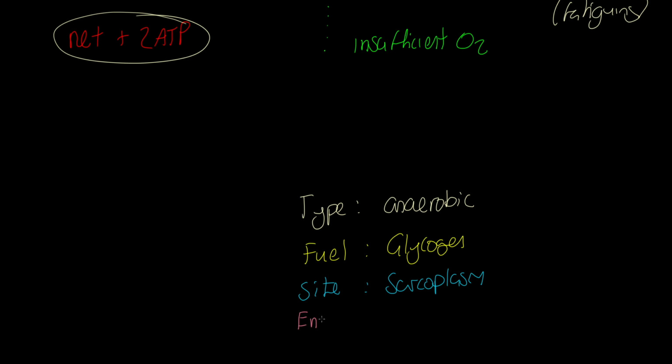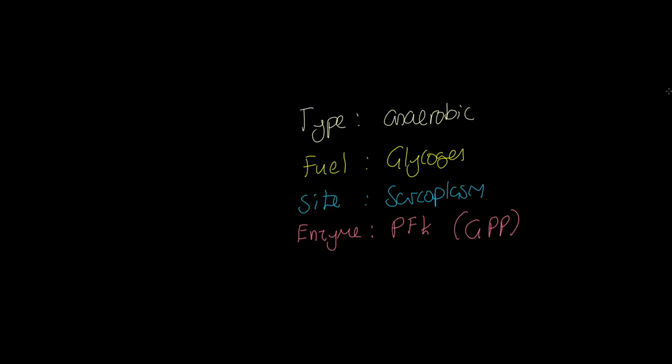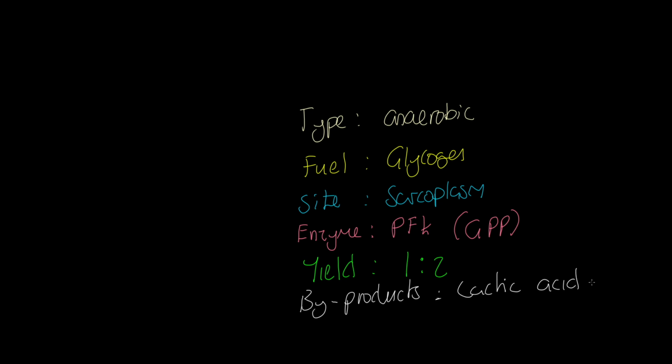Our active enzyme, the one you're going to use, is PFK. This is an active enzyme. You can also use GPP, glucose phosphorylase. The enzyme you shouldn't write down as your active enzyme is lactate dehydrogenase, LDH. That is not active in the energy release part of this process. We also get a yield of 1 glycogen to 2 net ATP, so a yield of 1 to 2. We can also say that the byproducts, and of course in this case fatigue in byproducts, yes, we have got lactic acid, which again, as I mentioned before, breaks down into hydrogen ions and lactate.